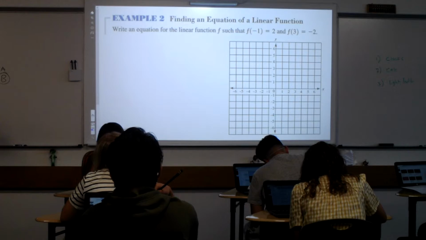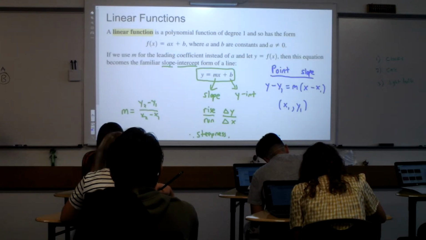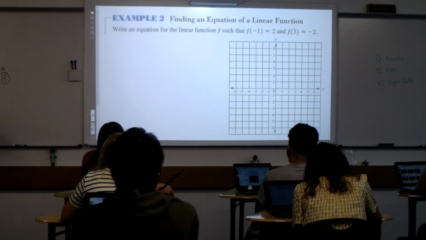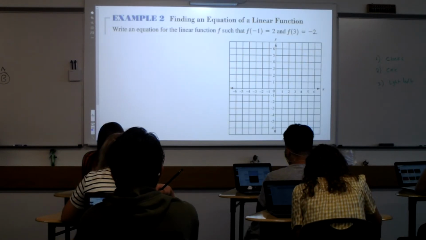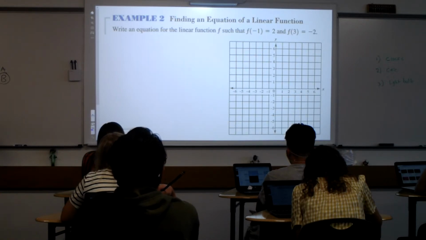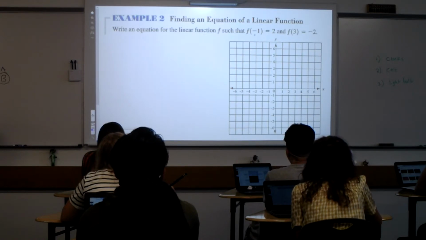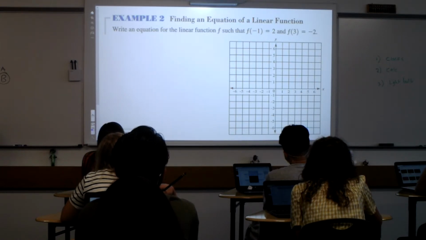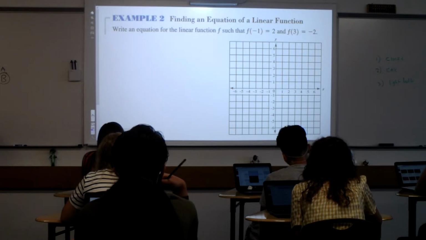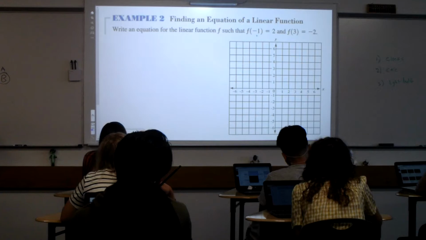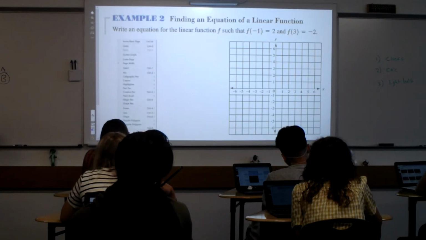Sorry, was everyone done writing this? All good? Let's go to a problem here. Write an equation for the linear function f such that f of negative 1 is 2 and f of 3 is negative 2. This is just a fancy way of saying, when I plug in negative 1 for x, what does it spit out? 2. So a point on this line is negative 1, 2.